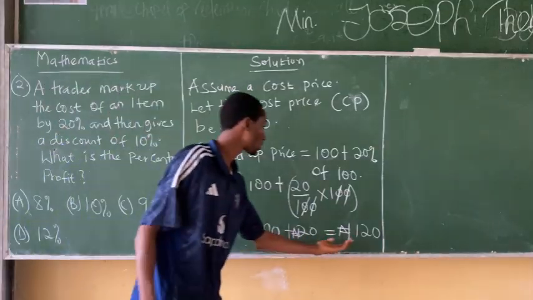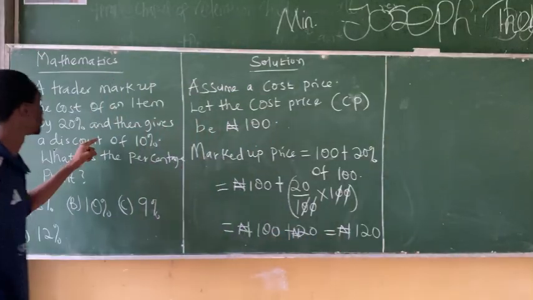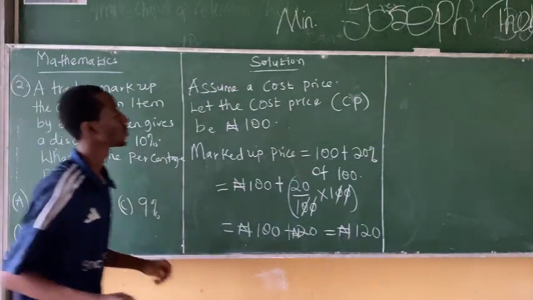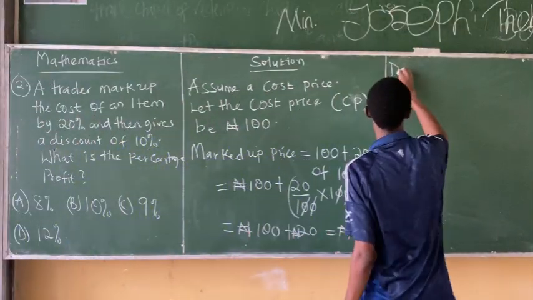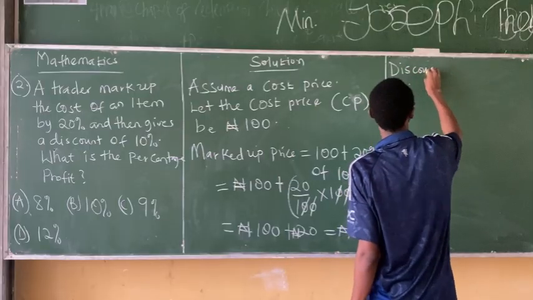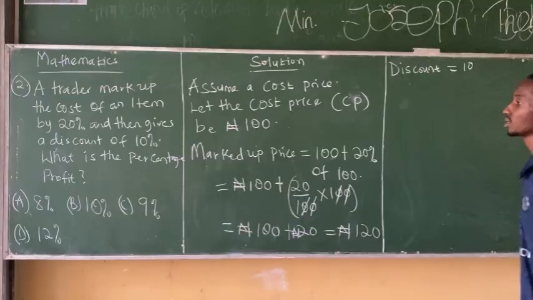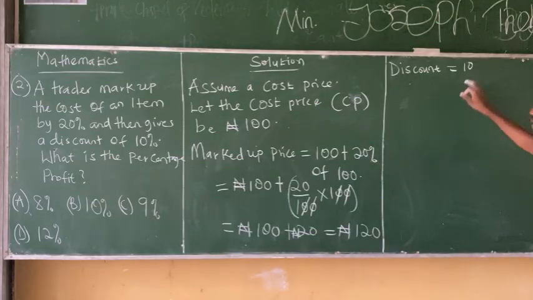Now we have found the marked up price. The next thing in the question says, and then gives a discount of 10%. So we say discount is equal to 10%. So what we do is say 10% of the marked up price.